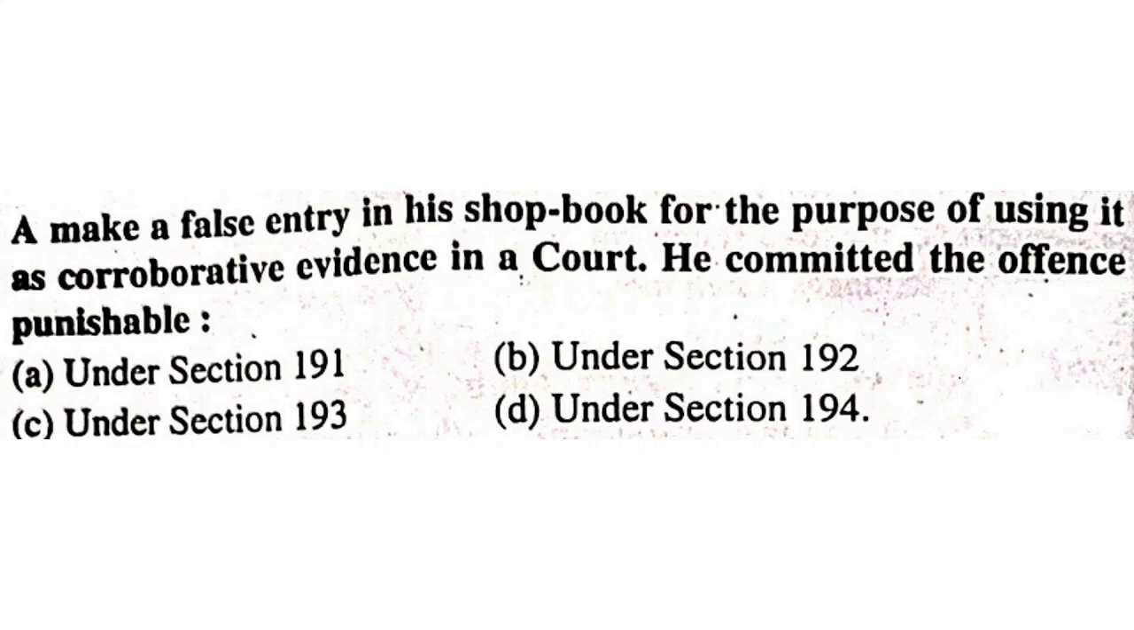A makes a false entry in his shop book for the purpose of using it as corroborative evidence in a court. He committed the offense punishable under Section 191, Section 192, Section 193 or Section 194. It is Section 193, giving punishment for giving false evidence. This is under Section 193.